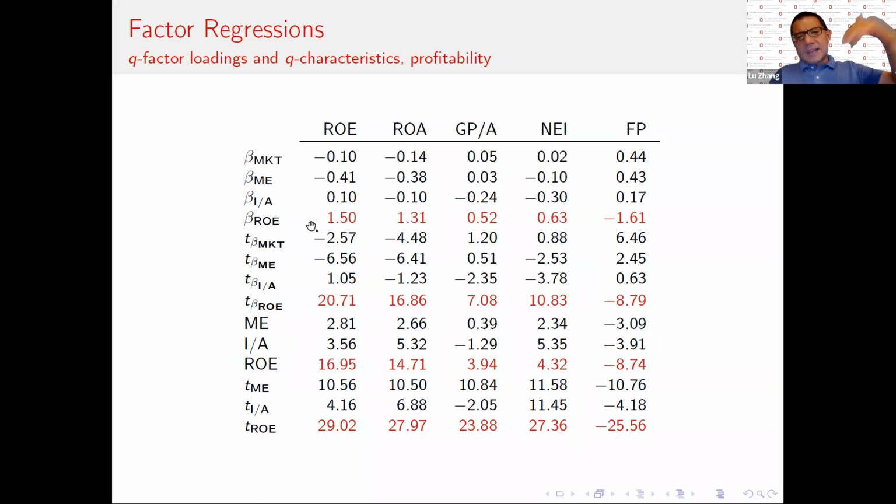So for profitability, not surprisingly, it's the ROE factor that's doing the job. Again, we always do high minus low in terms of failure probability. High failure probability, actually high distress, means low profitability, so you have to flip the sign to line up on economic grounds with the rest of the signs. In terms of the ROE accounting variable itself, again, highly profitable firms are going to be more profitable than low profitable firms.